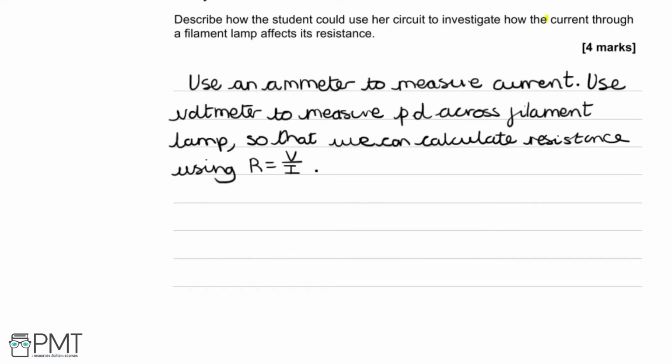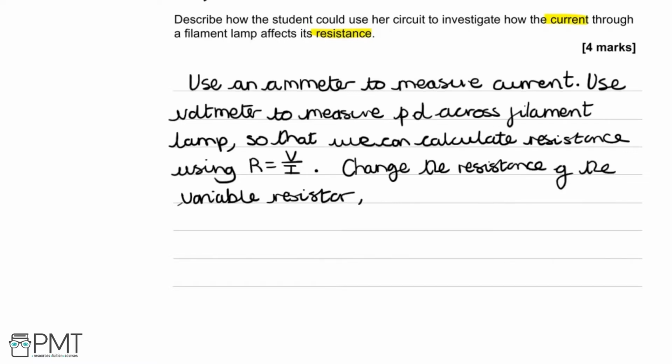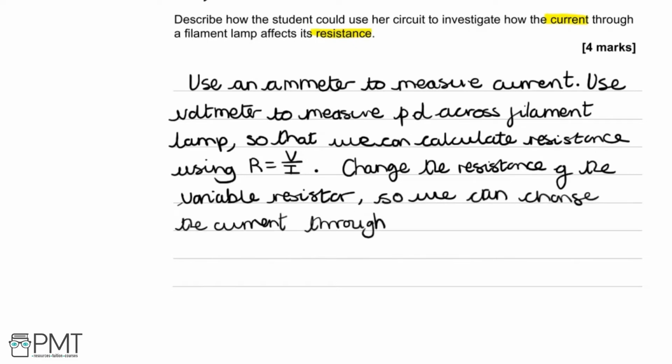So this is how we can find current and resistance, but we also need to describe how we're going to change those values. To change the current, we need to change the resistance of the variable resistor. So we can change the current through the filament lamp. There's one more point we should make, and that's if we're investigating something, we need to make sure that we're using a large range of values so that any conclusion we make is valid.